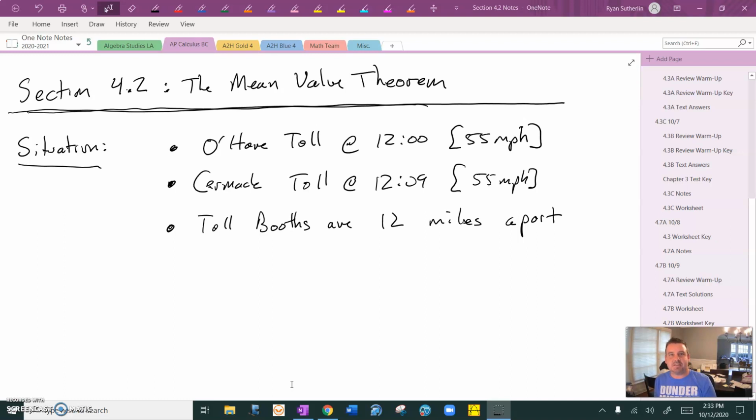Our second existence theorem was the extreme value theorem, which we did at the very beginning of chapter 4, which said if I have a function that's continuous on a closed and bounded interval, that function has an absolute maximum value and an absolute minimum value. Again, told us that it exists. Our third theorem is the mean value theorem. So to illustrate what it talks about, I thought I'd show you this example.